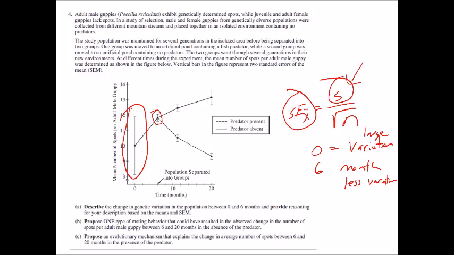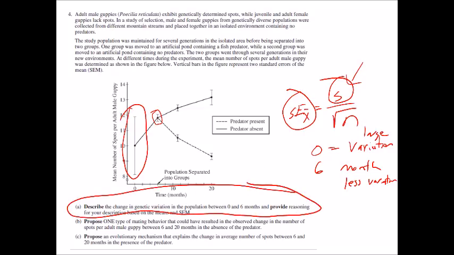So, first of all, you're going to say that between 0 and 6 months, the amount of variation decreased. And essentially, you're going to say that because at time 0, the error bars were very large, which implied a large standard error of the mean and a large standard deviation. But at 6 months, the error bars are small. That implies a small standard deviation and a small standard error of the mean. And that's essentially all it takes for part A.